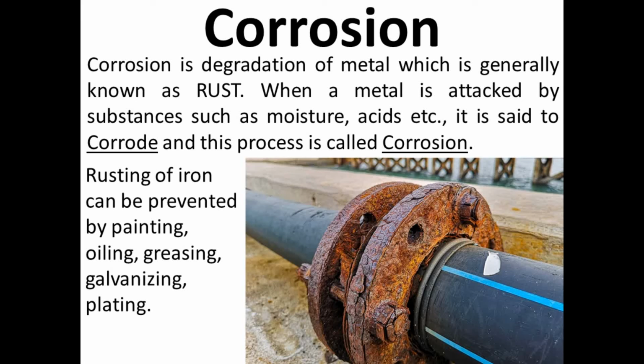The rusting of iron can be prevented by painting that substance, oiling it, providing grease to the substance, or by galvanizing. Galvanizing means covering that substance with another metal. So these are some ways to prevent the rusting of iron.